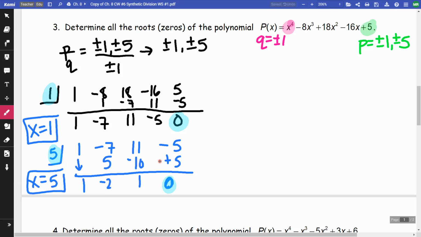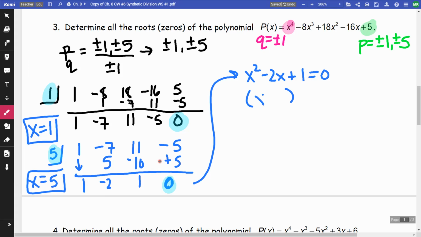So now I'm going to take the polynomial I just got, which is now a degree 2, x squared minus 2x plus 1, and I'm going to set that equal to 0 and solve. So this is actually going to be x minus 1 squared. It is a perfect square trinomial. So I'm going to get x equal 1. I'm actually going to get it twice. Okay, so I get this, and it's really a double.